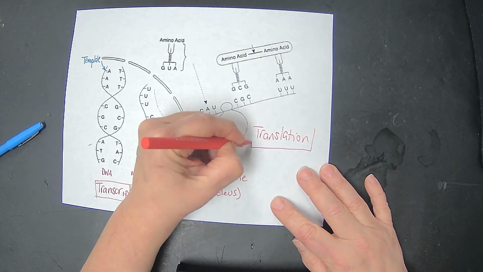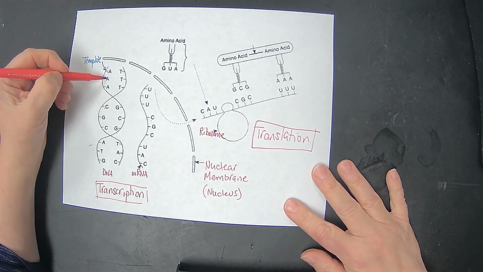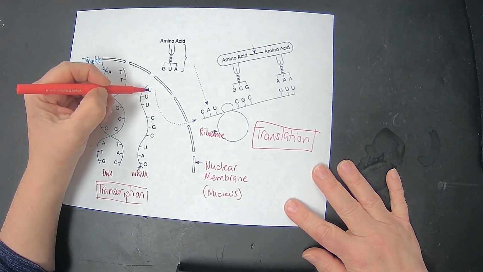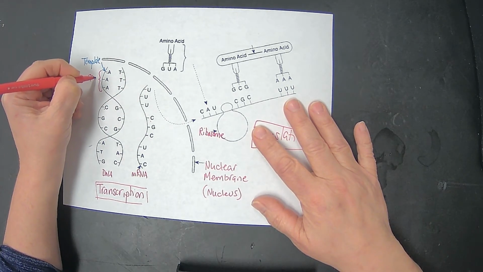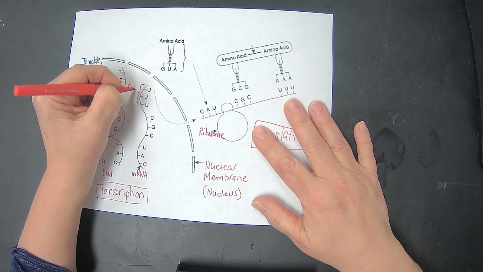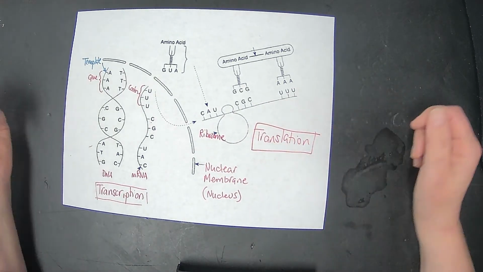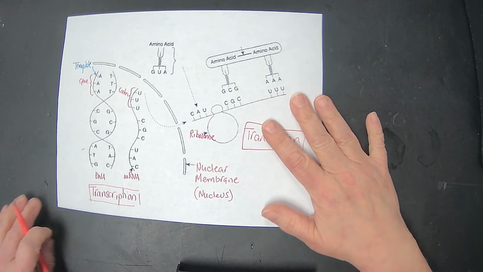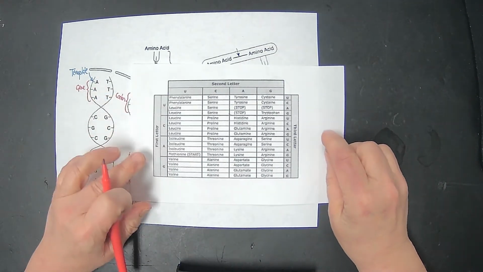And translation is, okay, so three bases in DNA is called a gene. The complementary bases over here in messenger RNA is called a codon. Now, codon sounds like a code, doesn't it? So UUU in this messenger RNA is going to code for something. What does it code for? I need to know this business here.